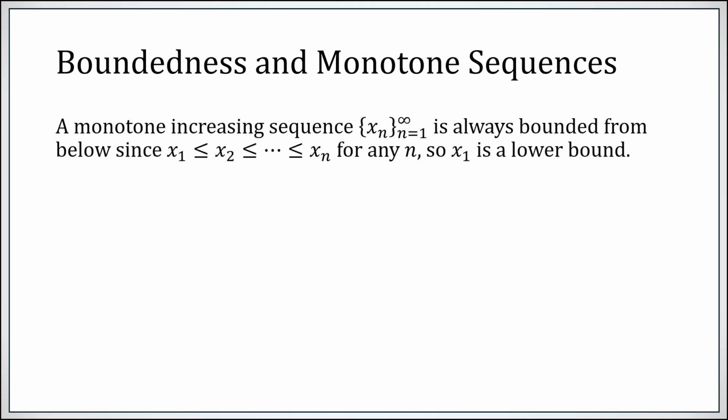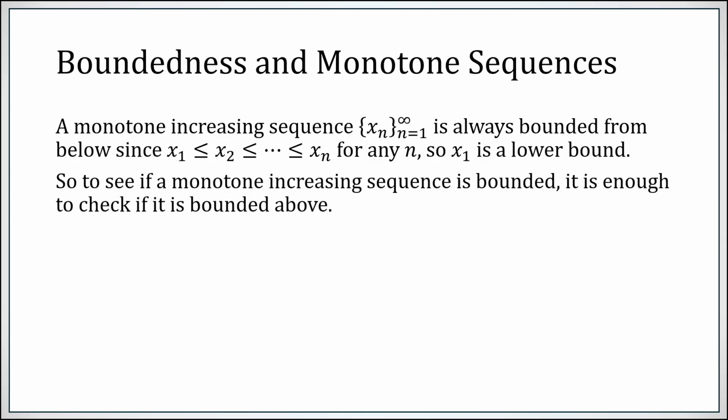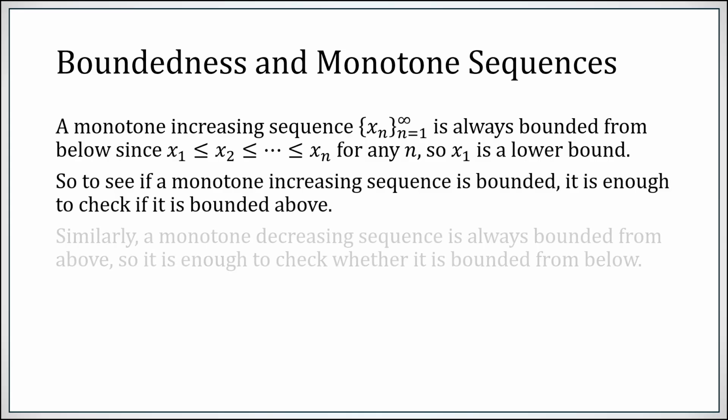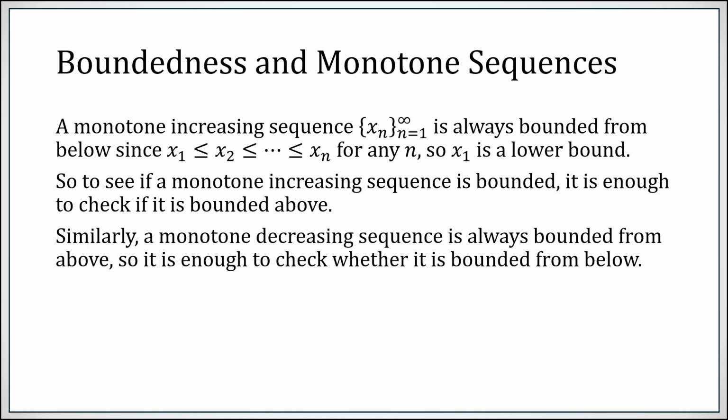Let's look at boundedness in monotone sequences in a little more detail. A monotone increasing sequence is always bounded from below. Since every term is bigger than or equal to the one before it, the first term acts as a lower bound on the sequence. So to see if a monotone increasing sequence is bounded, you just need to check if it's bounded above. Similarly, a monotone decreasing sequence is always bounded above, so it's just enough to check if it's bounded below.